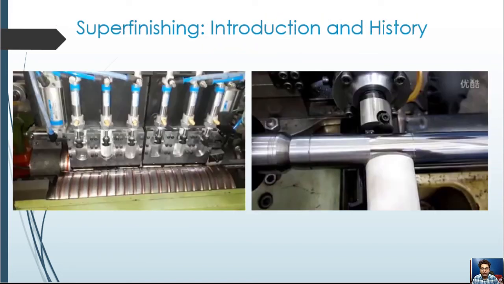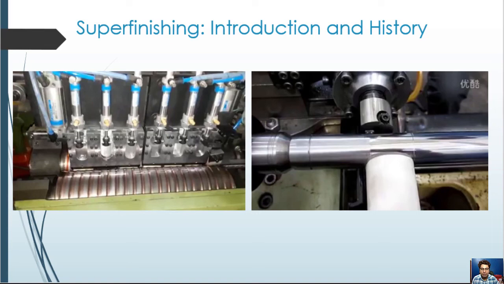Now, moving on to the final part of the lecture, that is super finishing. Super finishing is a process in which a rotating workpiece is finished by a relatively soft stone with fine abrasive oscillating parallel to the workpiece surface. The stone typically oscillates at an amplitude of 1 to 4 mm and a frequency of 10 to 50 Hz, and it contacts the workpiece at light pressure, typically 0.1 to 0.2 megapascal.